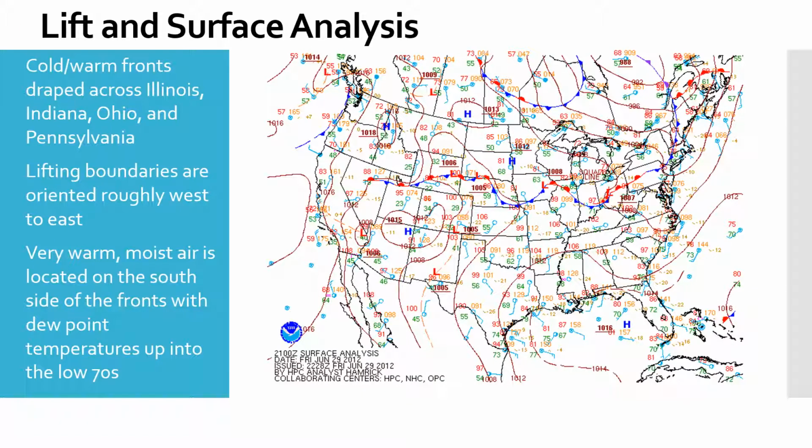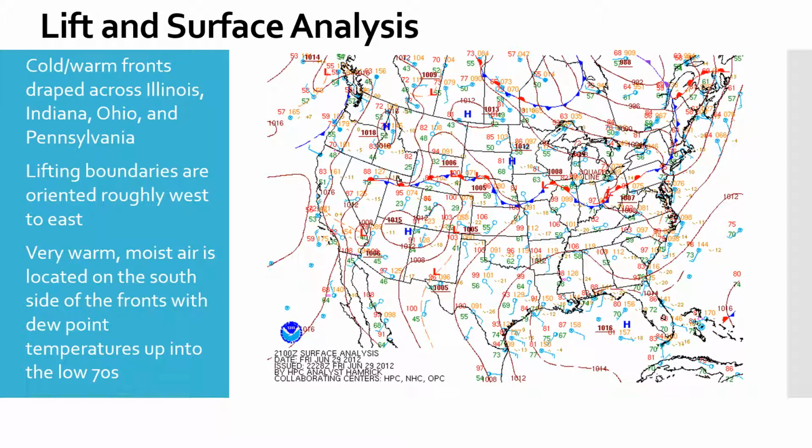Moving on to our second ingredient, lift, here is a surface analysis from WPC on the evening in question. We can see that there's a series of cold and warm fronts draped across the Midwest and Mid-Atlantic of the United States. And this is going to be our boundary, which is going to be providing our lifting mechanism for the potential for severe weather on this day.